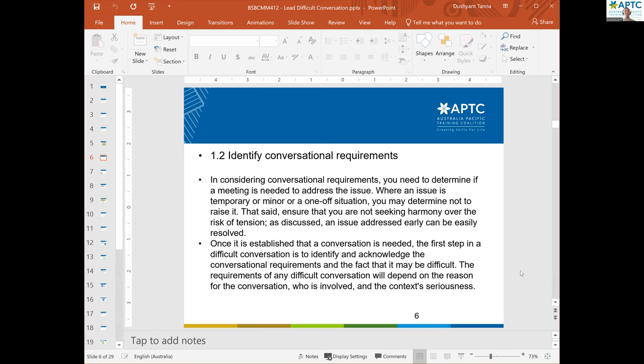Yeah. Once it's established that a conversation is required, the first step is to identify and acknowledge the requirement and the fact that it will be difficult. The requirement of any difficult conversation will depend on the reason for the conversation, who is involved, and the seriousness of the context.